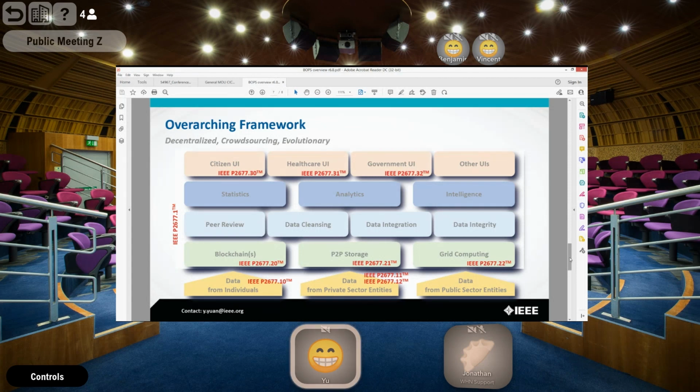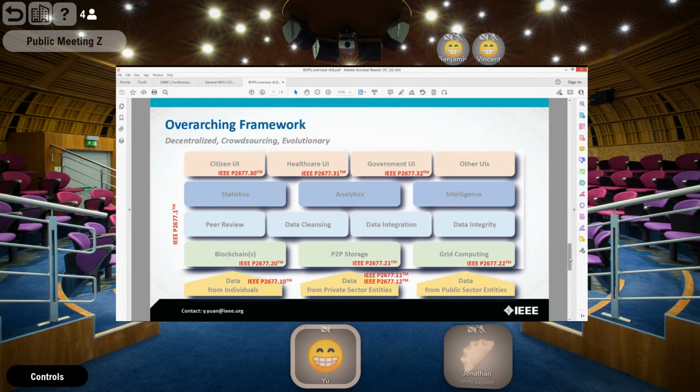And grid computing, also I mentioned before that not all the computation tasks would be good to be put on blockchain, because blockchain is supposed to be not a high performance computing system. Blockchain's advantages are the security and also decentralization, but it is not supposed to be used for high performance computing. So that's why we need additional grid computing to conduct the computation that would be relatively heavy tasks. So that's why we have the 2677.22, which specifies the technical requirements for grid computing that can be used in our framework.